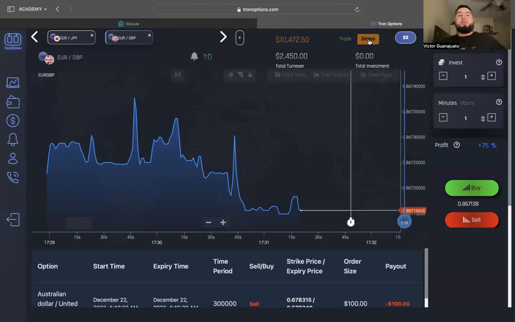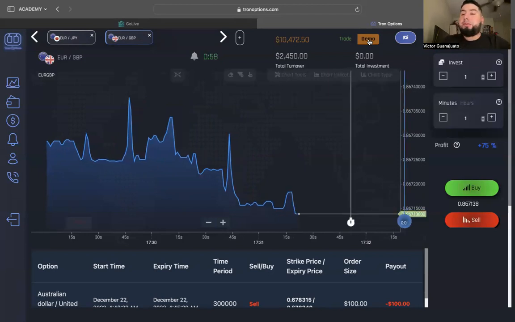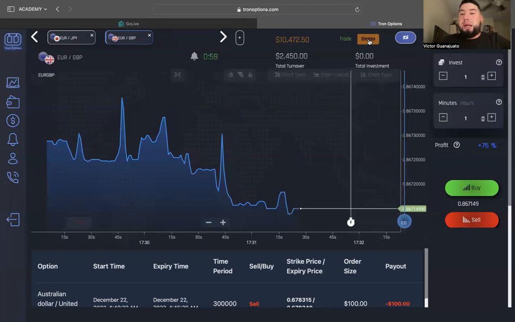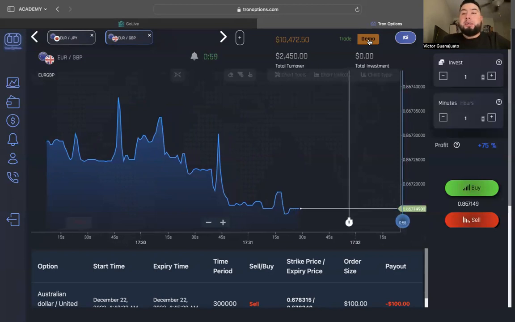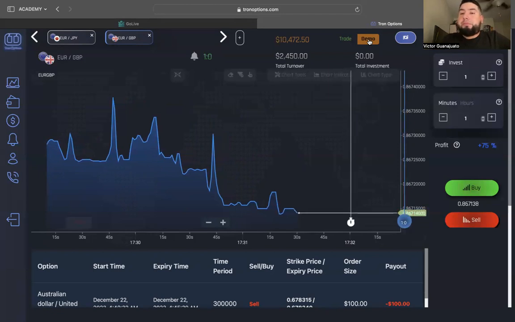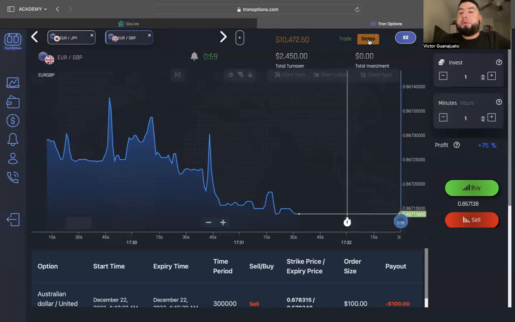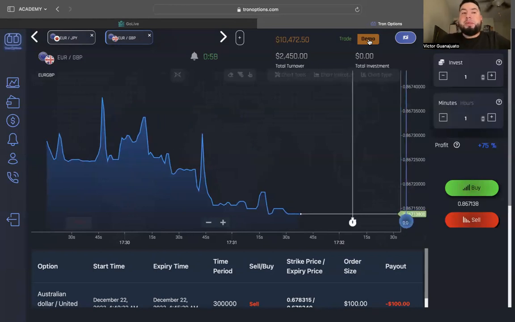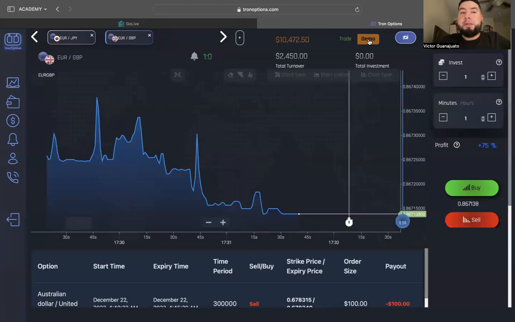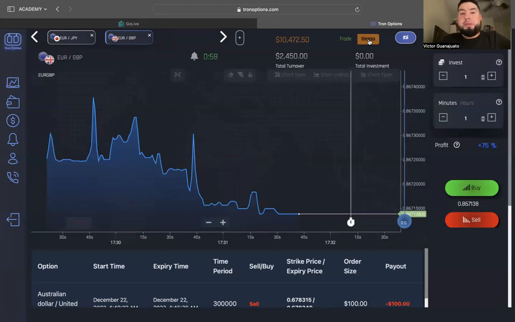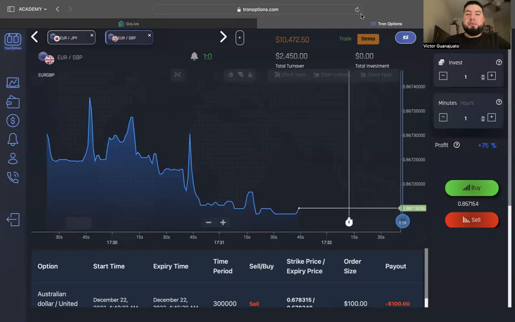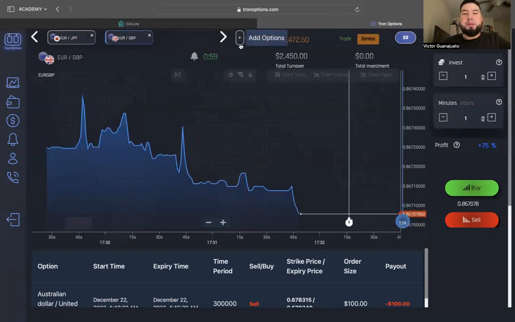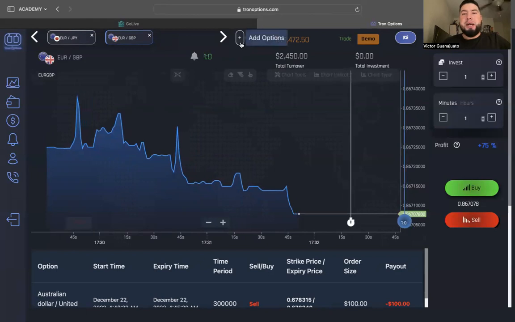Now, whenever we are in the live sessions or we're receiving trading ideas through the Swipe Option app, there's going to be a pair of currencies that we're going to be using in order to do our option trading. Now, where are we going to find that pair of currencies? Pretty simple. All we have to do is go up here, and we're going to see this little plus symbol that is going to tell us to add options.